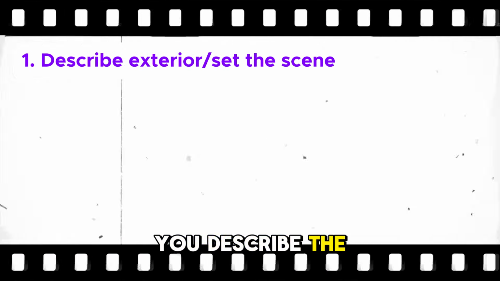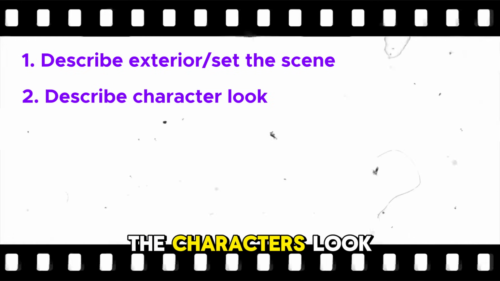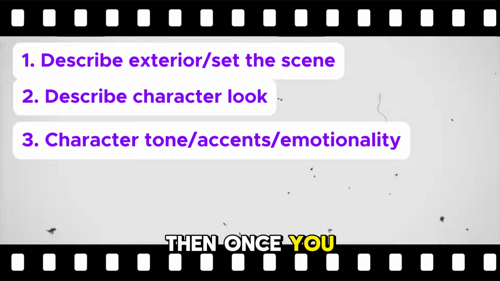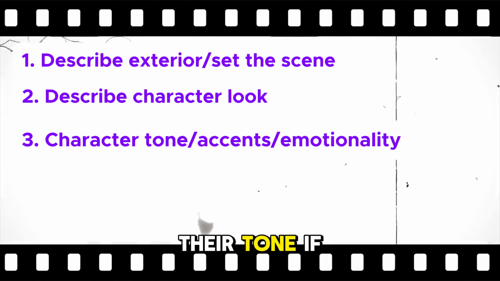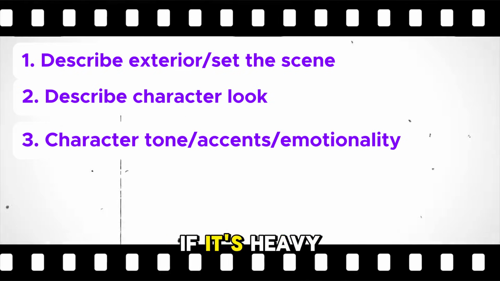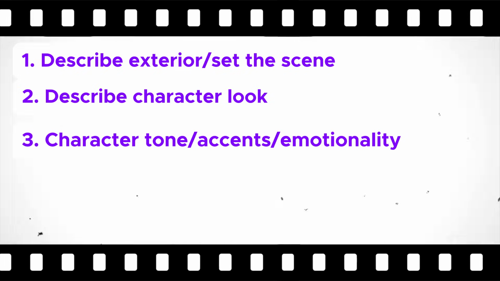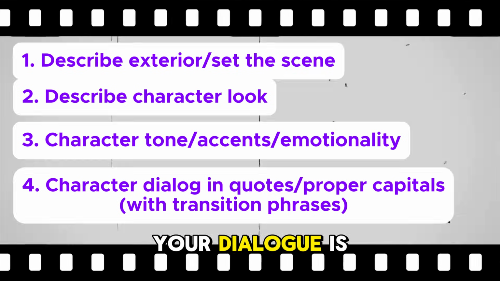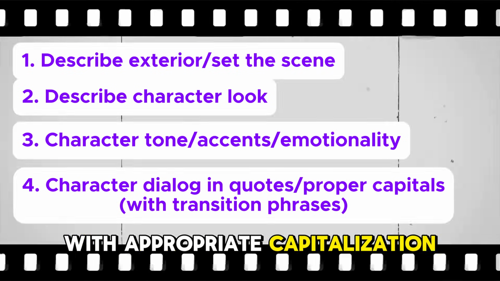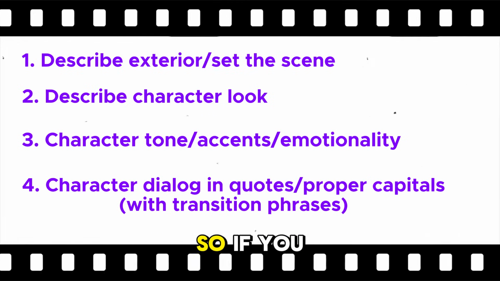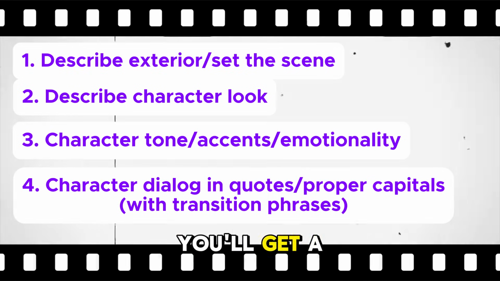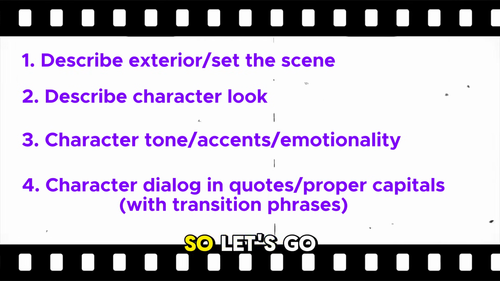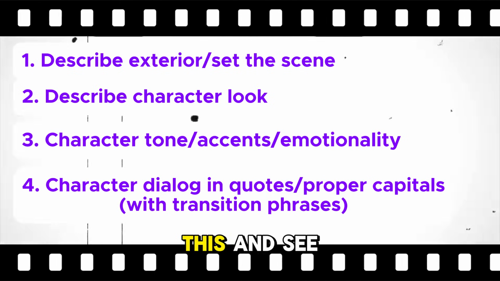You describe the exterior, where the location is. Then describe how the characters look. Then once you get into the dialogue, you go ahead and describe the characters' voices, their tone, if they have accents, how they sound, if it's heavy, if it's light, if they're crying, whatever. And then you make sure that your dialogue is in quotation marks with appropriate capitalization. Don't overcapitalize. So if you follow this kind of detail in your prompts, you'll get a better result no matter what model you choose. So let's go ahead and run this and see how it goes.